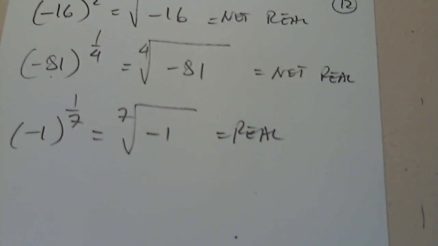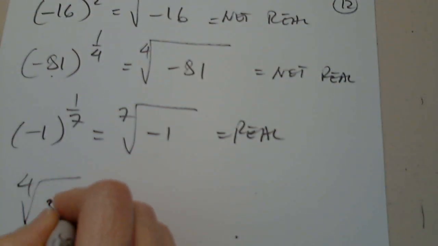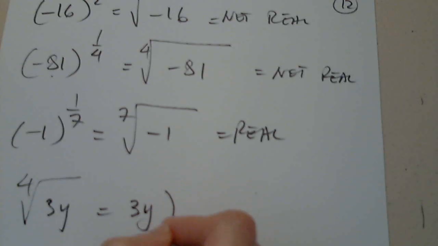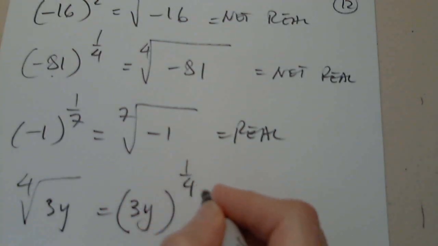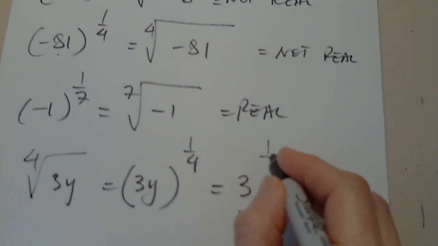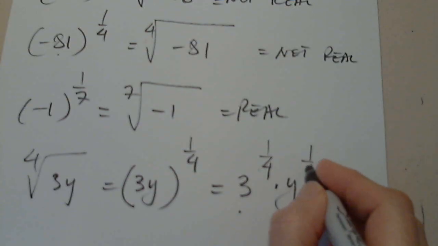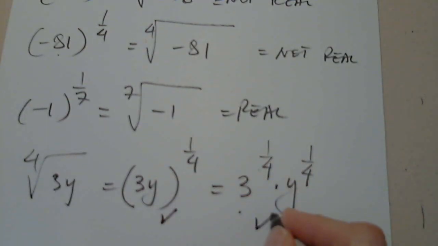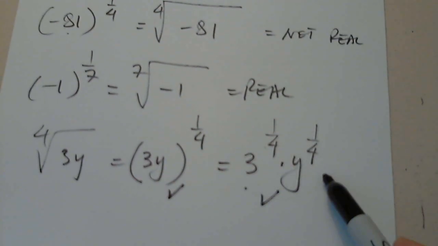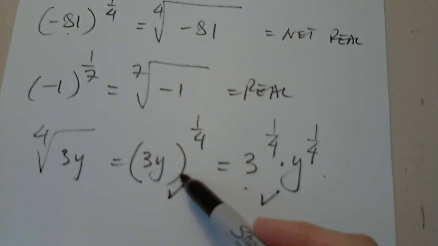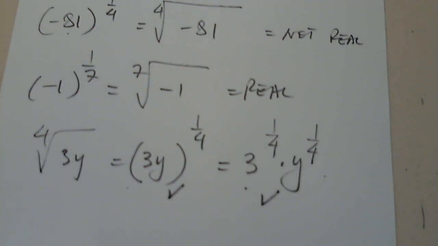Rewrite the following radical with a rational exponent. You would write 3 times the fourth root of 3y. How? In parentheses, 3y to the 1/4, or 3 to the 1/4, y to the 1/4. Both are acceptable. I prefer this because I don't want parentheses, but both are acceptable.